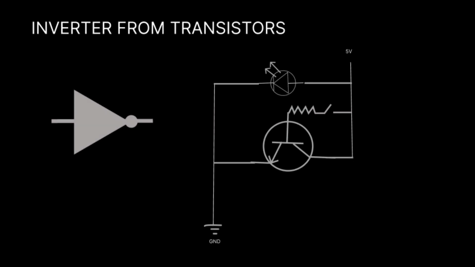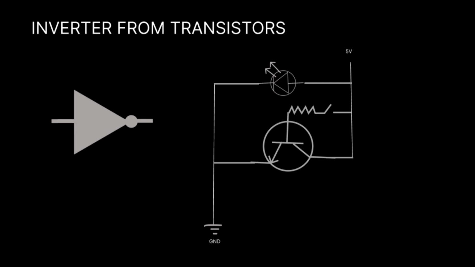And this is the rough schematic that I've come up with for the inverter. We have the LED, which is the one that looks like a triangle with some arrows coming out from it, as the output. The LED will light when there's current flowing through it, and it will stay off if there's no current. I've connected the transistor to the same power supply as the LED. Then I've put a switch at the base of the transistor so that we can turn it on or off.